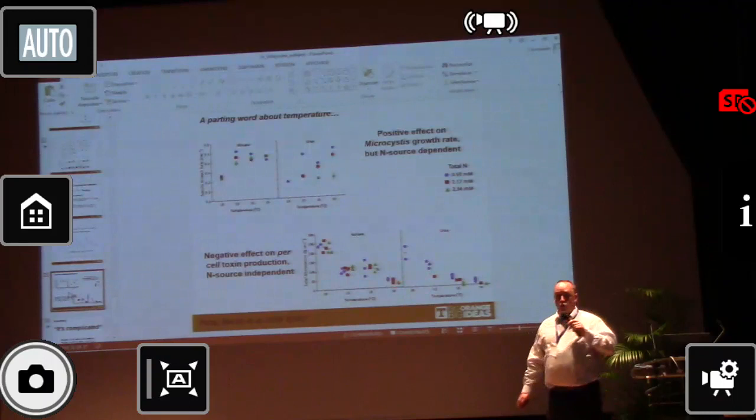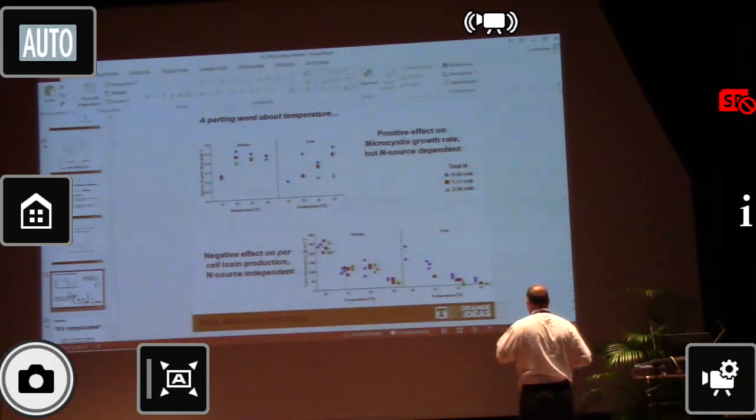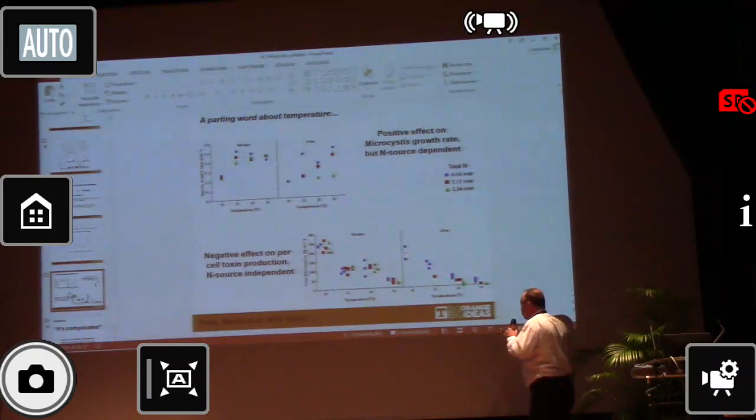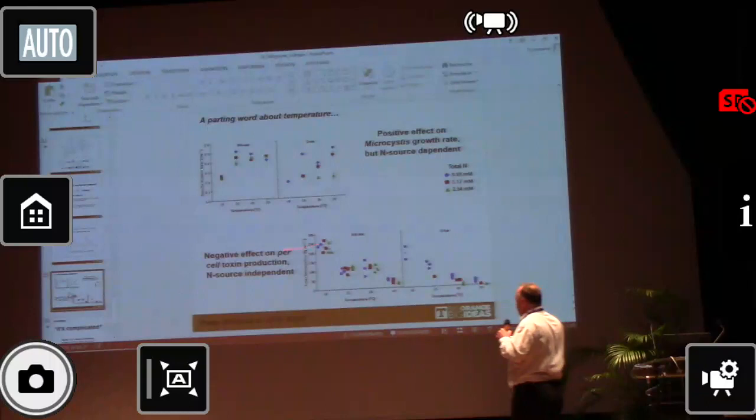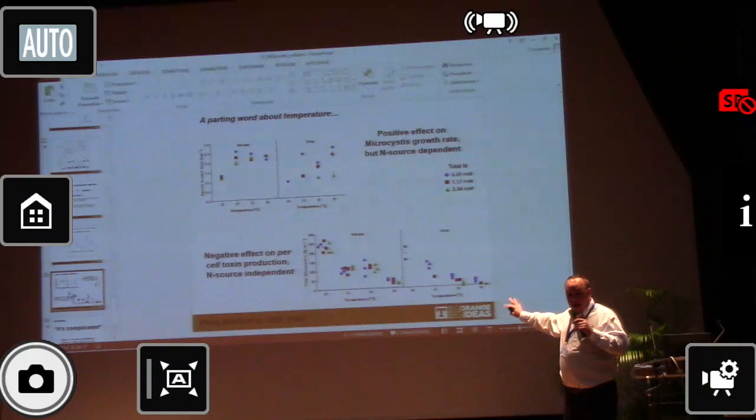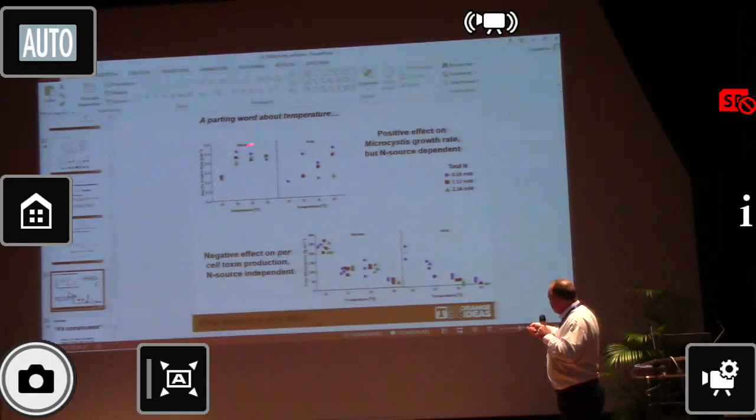We cannot get enough biomass in any of our experiments, and we think we know why, to generate enough biomass to make measurements. But you can see there's a very strong relationship here, and I should have put the stats on here, I apologize, but they are in the paper. But cells are less toxic. This is on a per cell basis. I need to point that out, because now we have this problem of cells growing faster and accumulating more biomass at higher temperatures, but being less toxic.